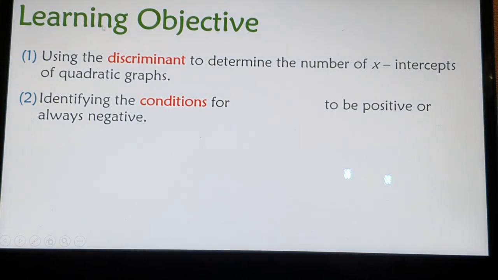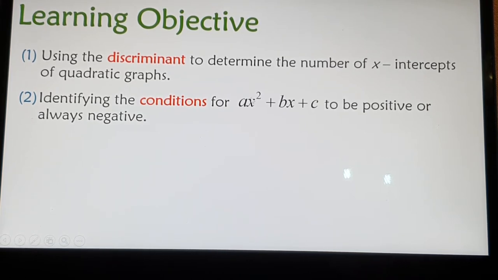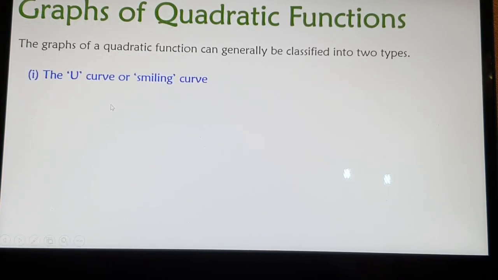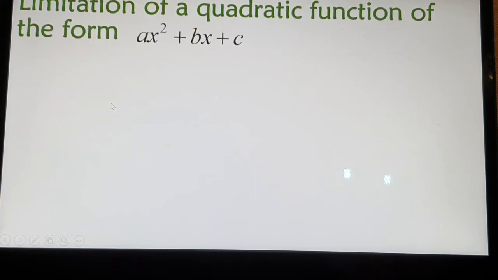Okay, now the learning objective is to use the discriminant. What's discriminant? Later I'll explain to you. And you need to identify the conditions for these quadratic expressions to be positive or negative. Okay, now you may not know what I'm talking about. Later when we do it. This one I'm done already, so I will move on.